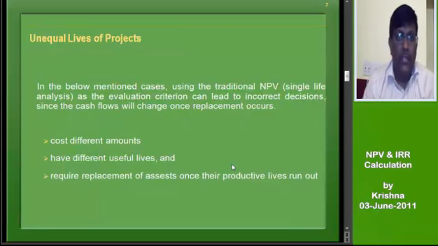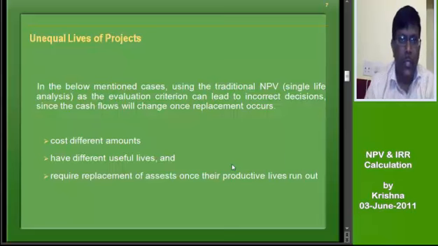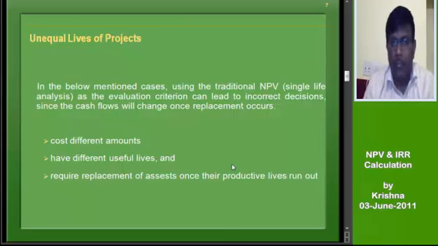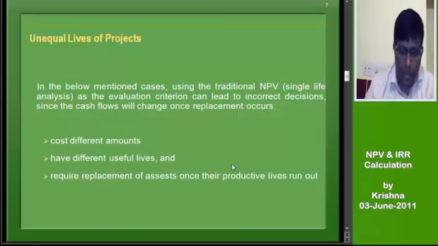If the lives of the different projects are unequal, the net present value method cannot be directly applied to make a decision. We have to find the modified net present value with the help of equated annual cost or equated annual benefit, as the case may be. Now we shall understand the net present value with the help of a simple problem.